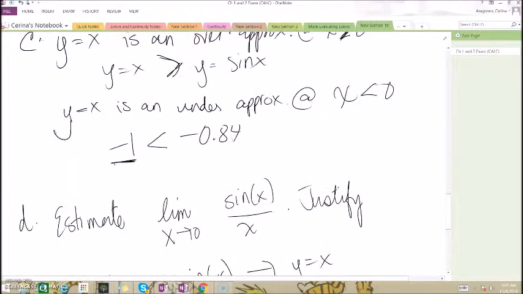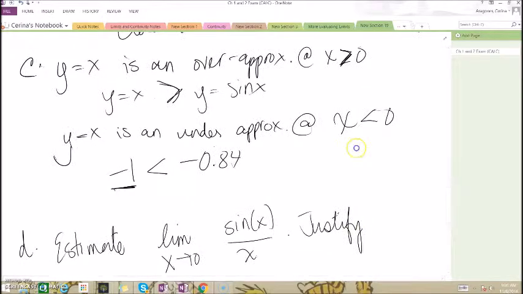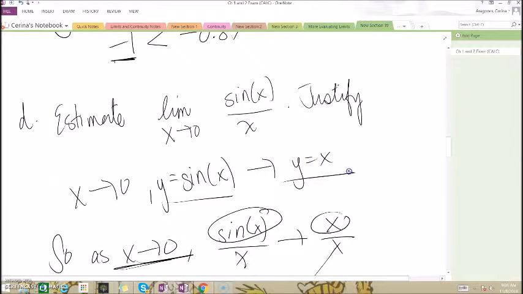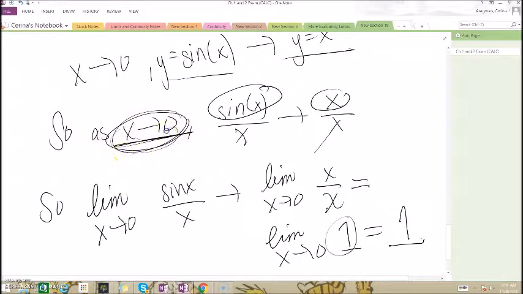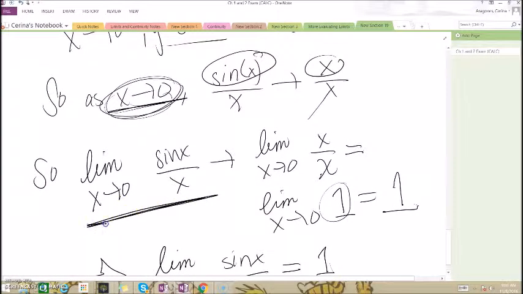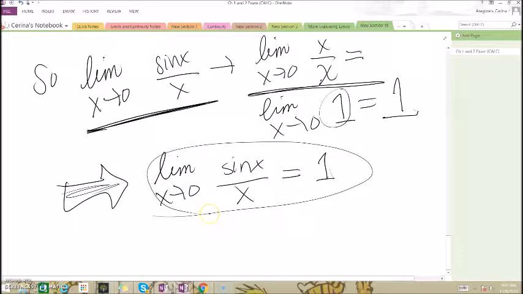So using our graph and our data, we saw that sine of x started looking more like x as x approached 0. So as x approaches 0, this limit starts looking like the limit as x approaches 0 of x over x, which is just equal to 1. Therefore, the limit as x approaches 0 of sine of x over x equals 1.